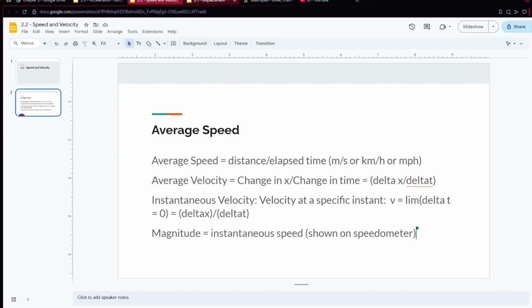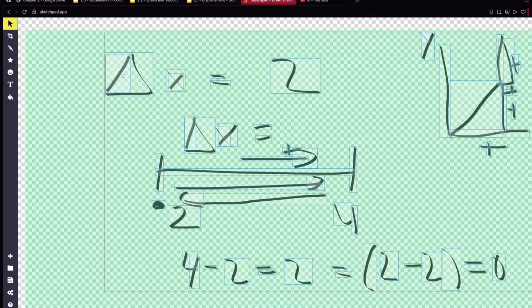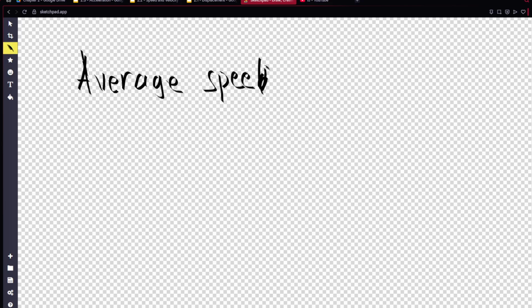So pretty simple logic here. I'm going to come over here and illustrate how we derive certain formulas. Average speed is the same thing as average velocity if we're assuming we don't go back. Average speed is how much we actually traveled, while average velocity is how much we went in one direction divided by time.